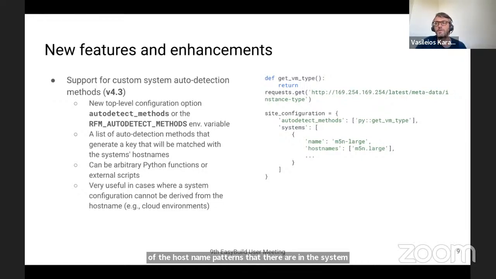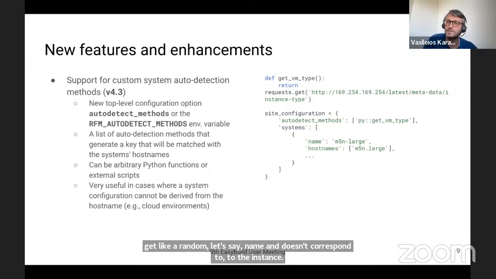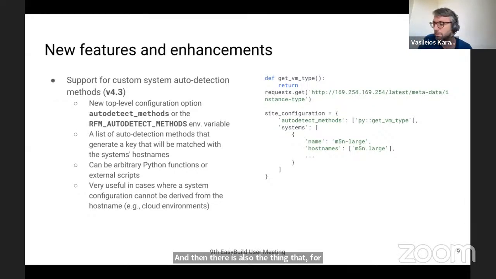Now this is problematic for cloud environments, where you get, let's say, a random name that doesn't correspond to the instance. And every cloud has a different naming convention and a different way to retrieve what instance you're in. So what has been introduced is that you can now define custom methods to generate that key that will then be matched against the host names in the system.